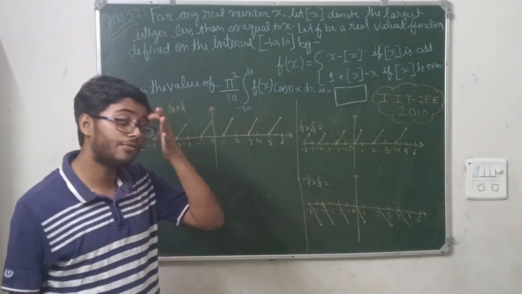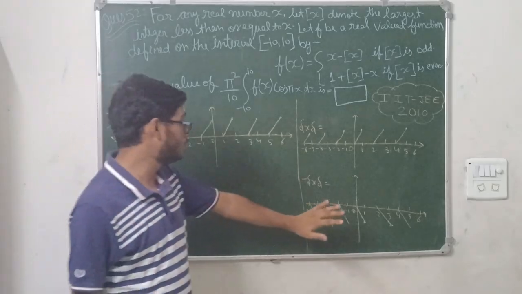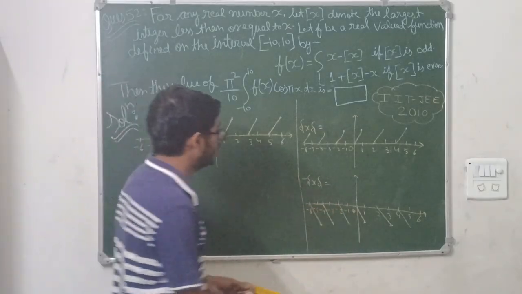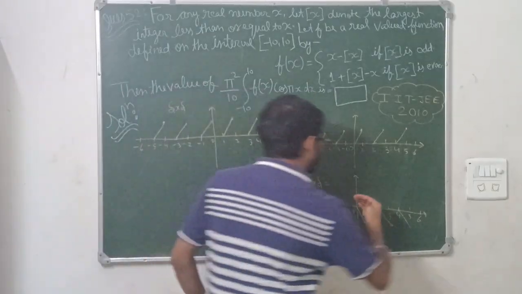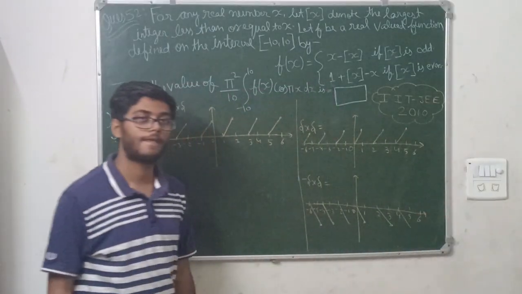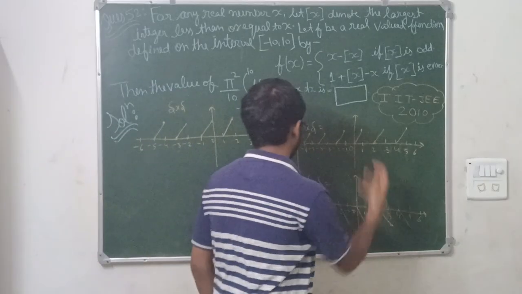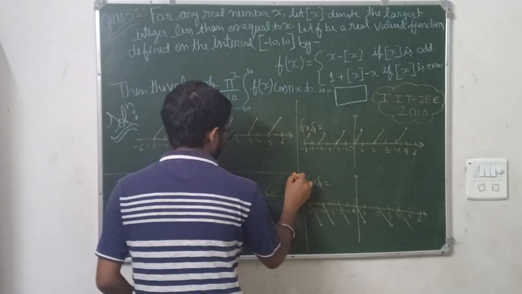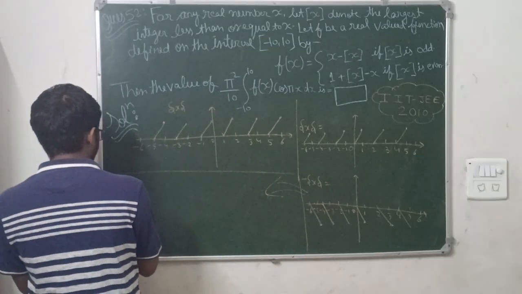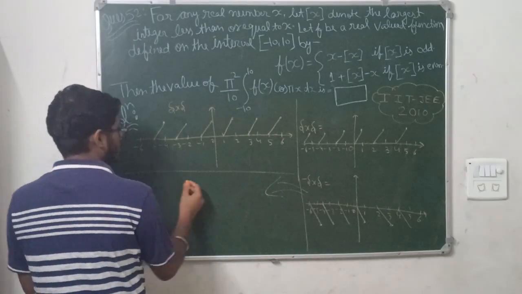Now you have to draw the graph for 1 minus greatest integer of x. What you have to do is plus 1 here. So what will you do for plus 1? If you do plus 1, this graph will shift 1 unit upper, like this. See, now we are drawing the graph of 1 minus. We have done plus 1 in every interval.